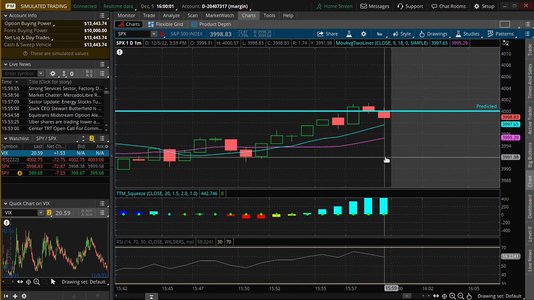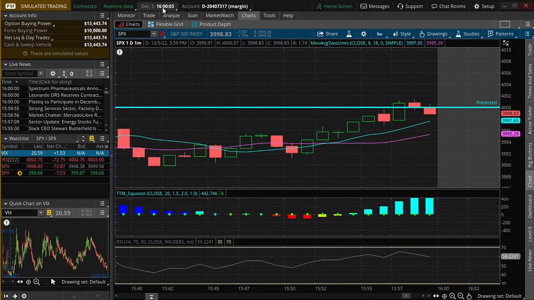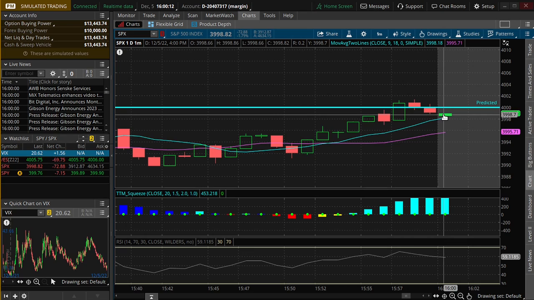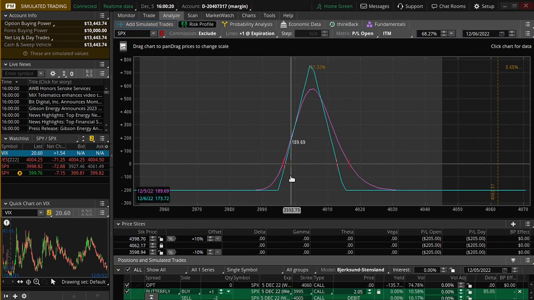All right, there's the market bell. It is 16:03 seconds. The market is now closed. It settles at 3,999.7, so it is settling for about 3,998.70. So we're like less than $2 off on our predicted mark, and this would have made us about $173. I'm looking at this little box down here. The blue one is the end of day, so about $170, $173, right in there.